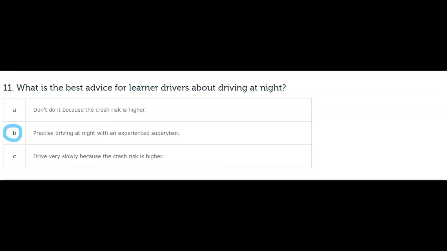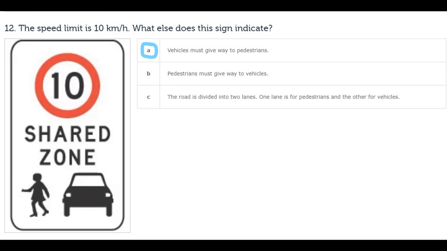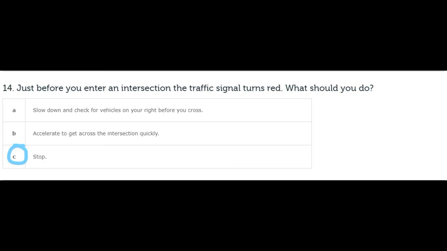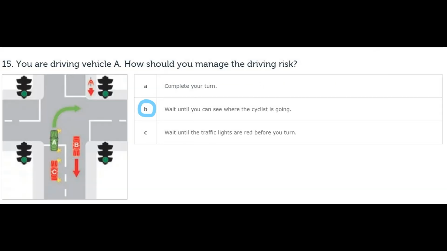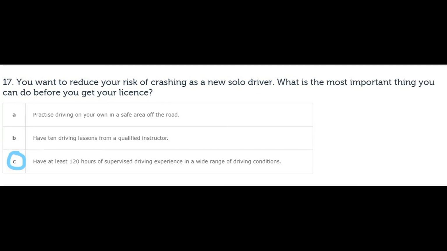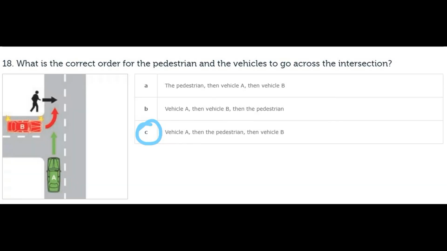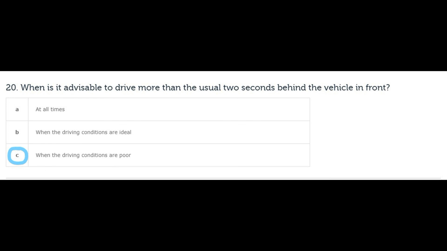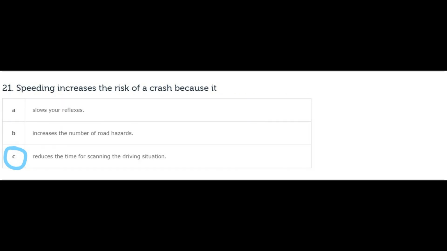11 is B. 12 is A. 13 is C. 14 is C. 15 is B. 16 is B. 17 is C. 18 is C. 19 is B. 20 is C. 21 is C.